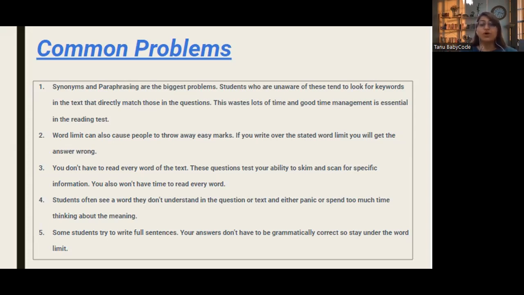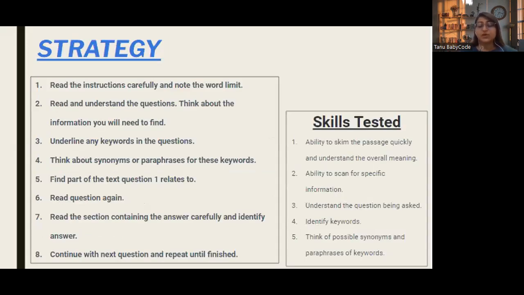Students often see a word they don't understand in the question, and they either panic or spend too much time thinking about the meaning. Do not try to understand the meaning of every word. Just understand the meaning behind that, have the whole context here. Some students try to write full sentences. Your answers don't have to be grammatically correct to stay under the word limit, right? Please check your word limit and then write your answer. Now, what are the skills tested here and what kind of strategies you're going to apply?